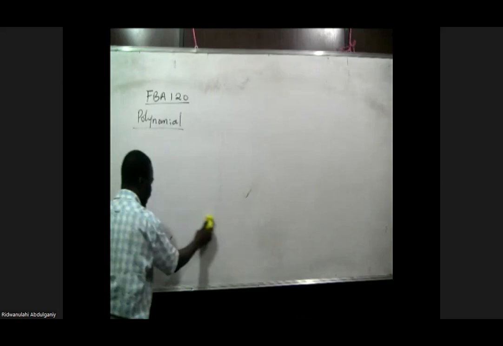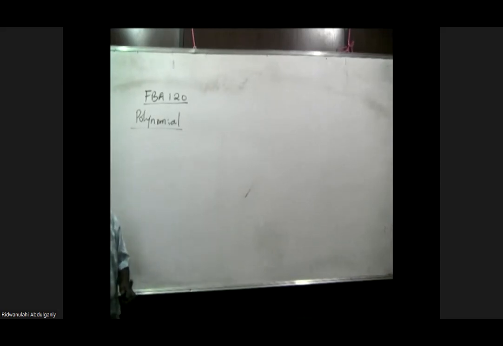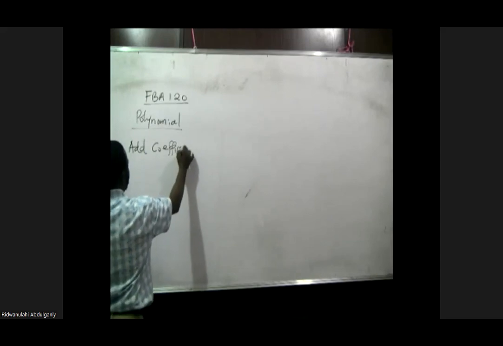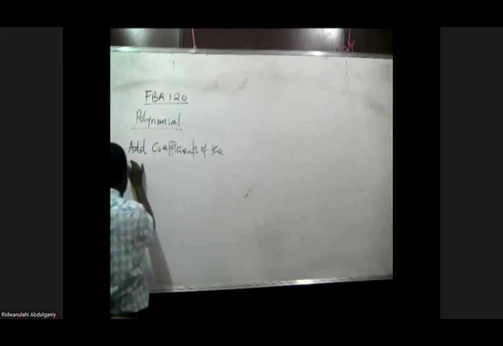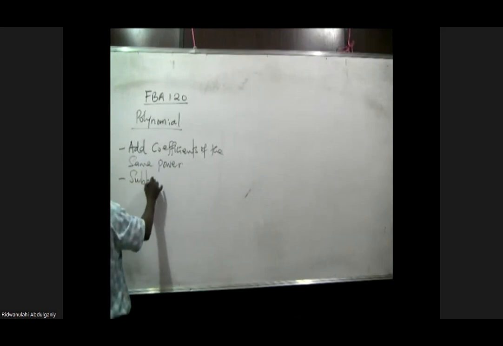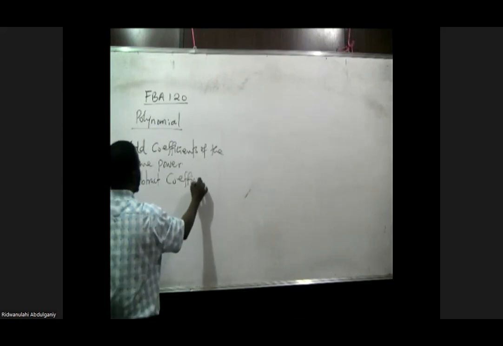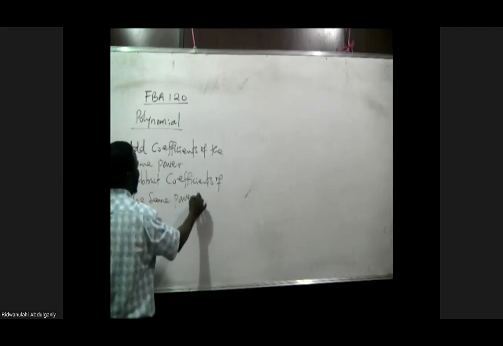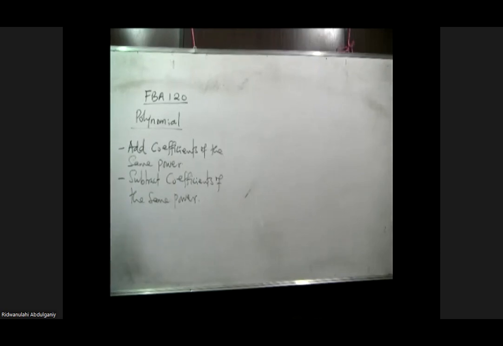Let's review addition and subtraction of polynomial like we did in the last class. Now, under addition, we said we add coefficients of the same power. And if you are subtracting, subtract coefficients of the same power. That is exactly what we discussed in the last class. That the like power, we try as much as possible to look at their coefficients, adding if we are to add, and subtracting if we are to subtract.